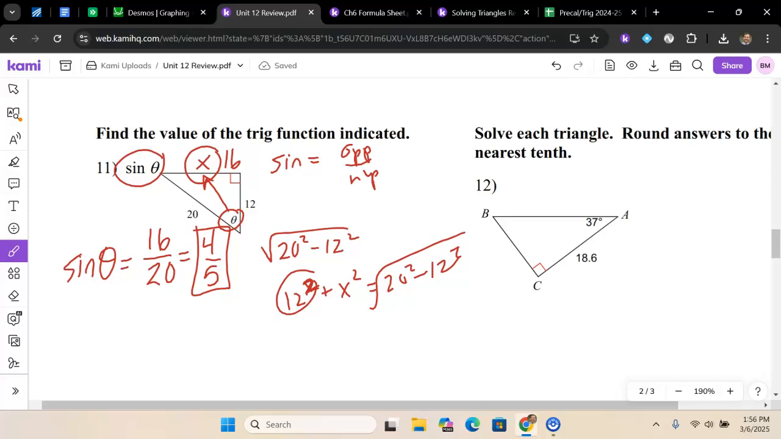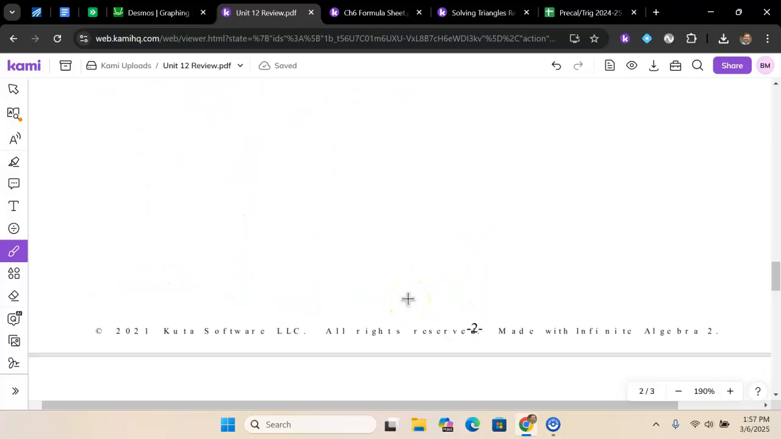You do not have to find the angle. It's just find the value of the trig function. So when the directions are to find the value of the trig function, it's just saying leave it as sine theta, and you're just writing the SOHCAHTOA relationship. That is your answer. Okay.